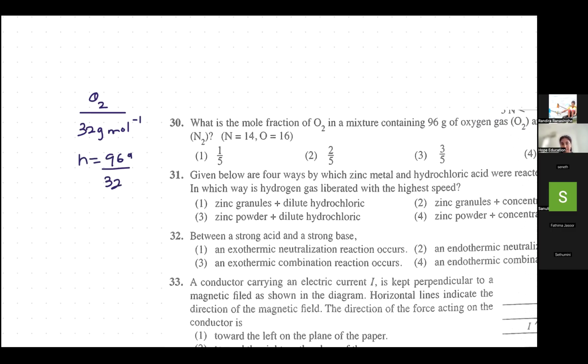N equals m over M. So then how many moles of oxygen are there? 96 divided by 32 is 3 moles, no?